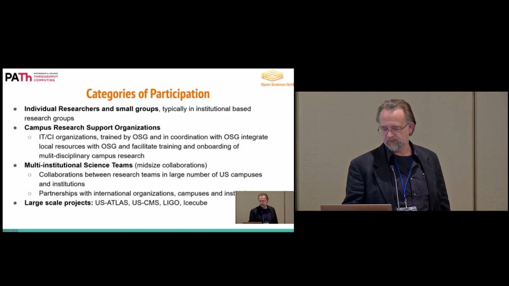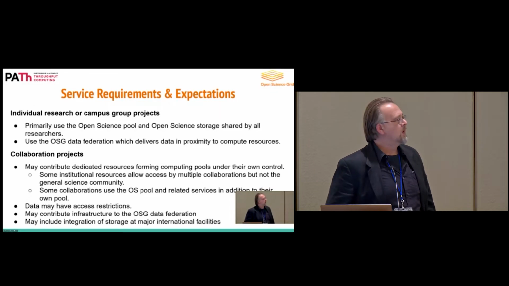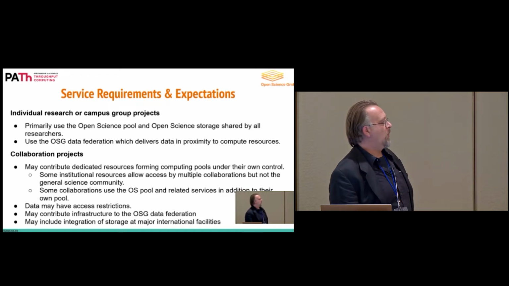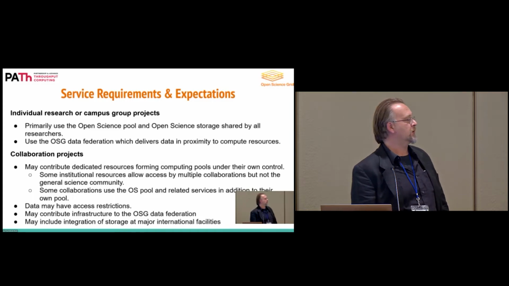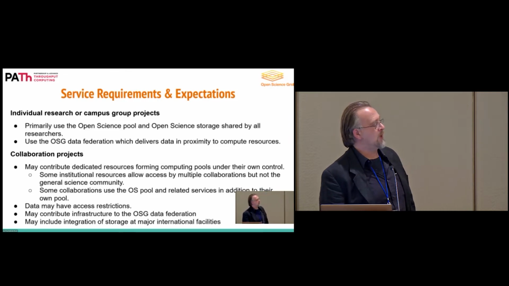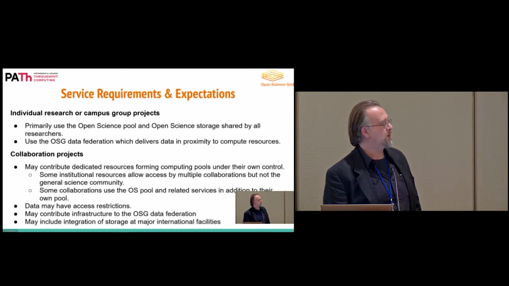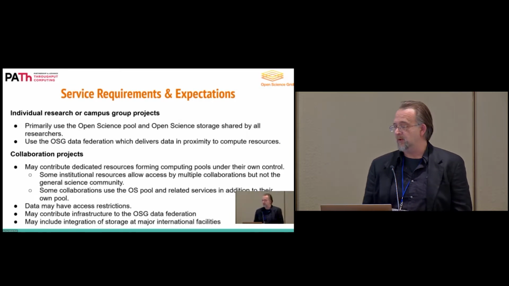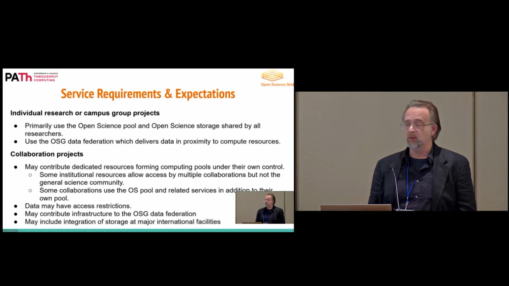All right, good. So what are the service requirements and expectations per category? When we're talking about individual research groups, we typically talk about the Open Science Pool. This is commodity research where people are doing their computation, and Open Science Storage that are shared by all researchers. And they typically use the OSG Data Federation, which delivers data in close proximity to compute resources.